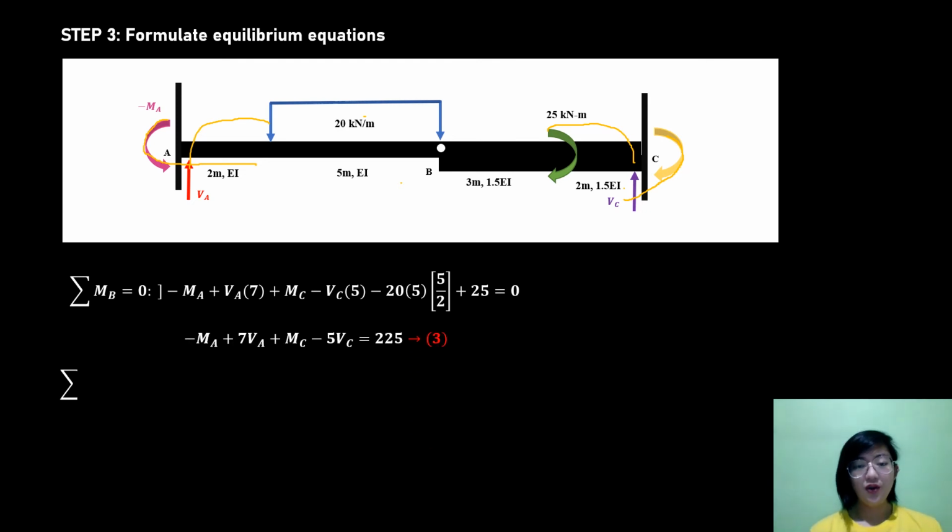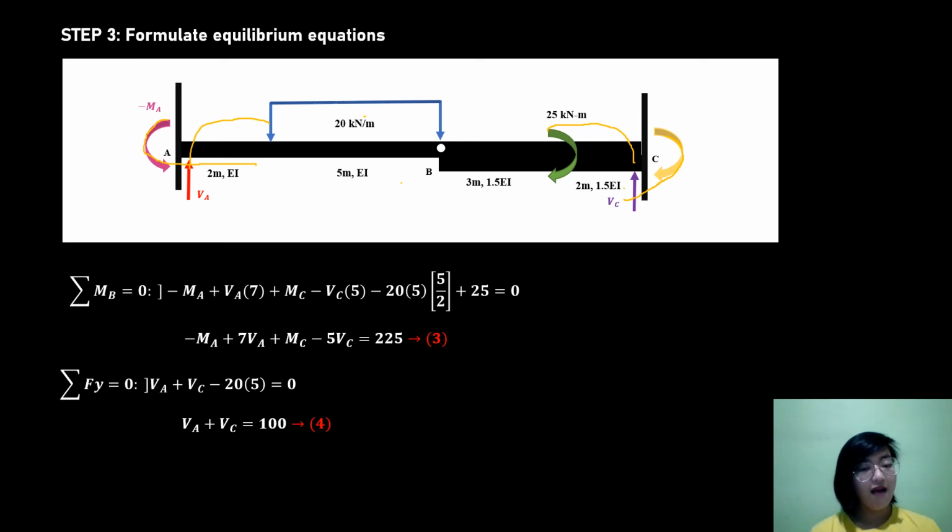So, simplifying the equation, we will have negative MA plus 7VA plus MC minus 5VC equals 225. So, mas maganda na i-transpose nyo na kagad para mamaya input na lang tayo sa calculator. So, next, we will have summation forces y or summation forces vertical equals to 0. We will have VA plus VC kasi VA pataas and VC pataas din siya. So VA plus VC minus yung rectangular load na pababa, which is 20 times 5 equals 0. Simplifying this, we will have VA plus VC equals 100.